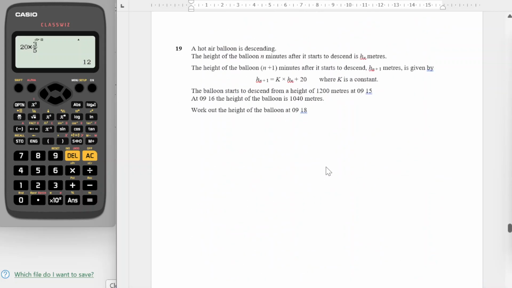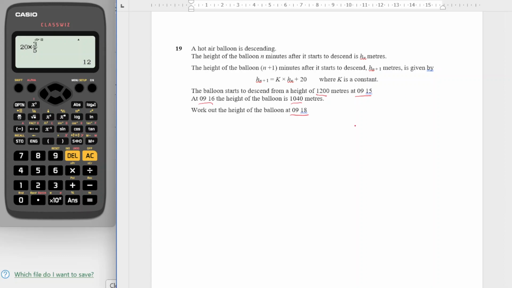Okay, question 19. So a hot air balloon is descending. The height of the balloon n minutes after it starts to descend is h n meters. The height of the balloon n plus 1 minutes after the start of descent, h n plus 1 meters is given by, where k is a constant. The balloon starts to descend from a height of 12,000 meters at 9:15. At 9:16, the height of the balloon is 240. Calculate the height of the balloon at that point.